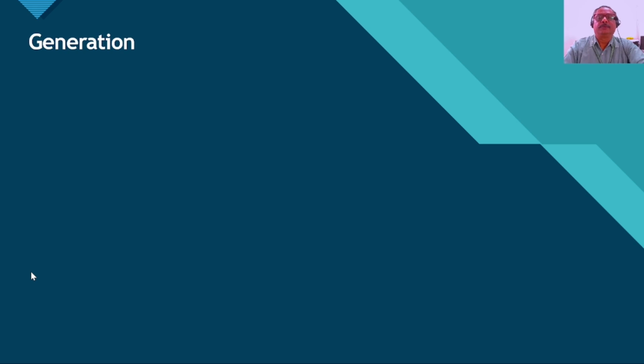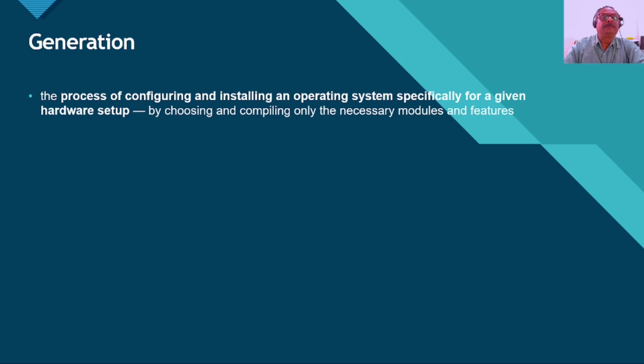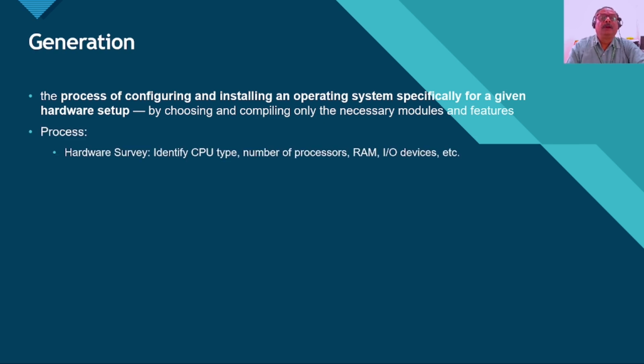So let's jump on to what system generation is. It's a process of configuring and installing the operating system specifically for a given hardware setup. It's done by choosing and compiling only the necessary modules and features. And the first step of the process is the hardware survey.